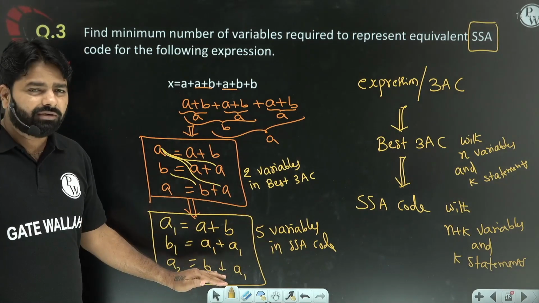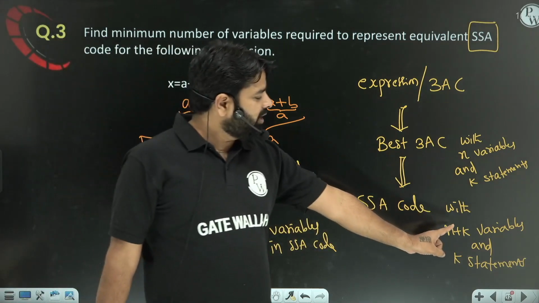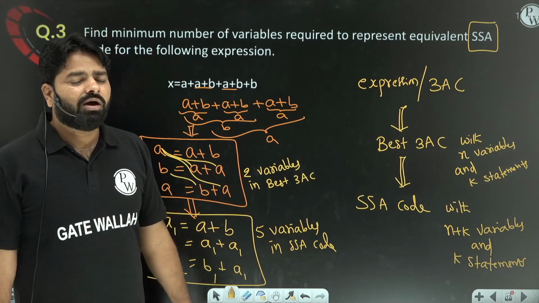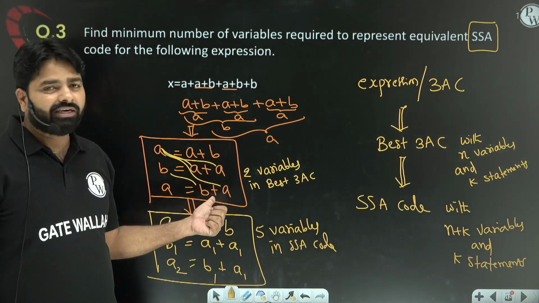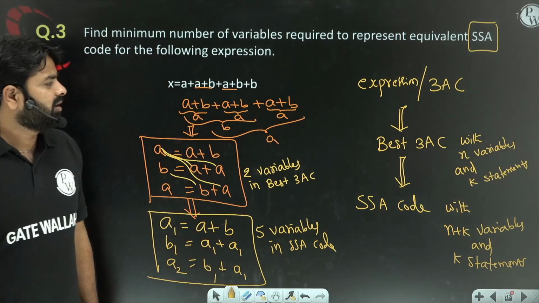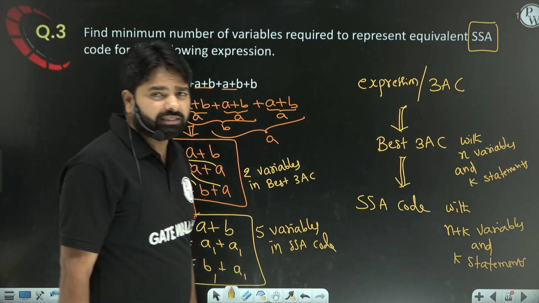You no need to write, because from here only you can compute the 5 using this formula n plus k, where n is the number of variables in the best 3 address code, and k is how many statements we have, 3. So 3 plus 2, 5 variables in SSA code. Okay, fine. I think it's the best example to understand SSA code.